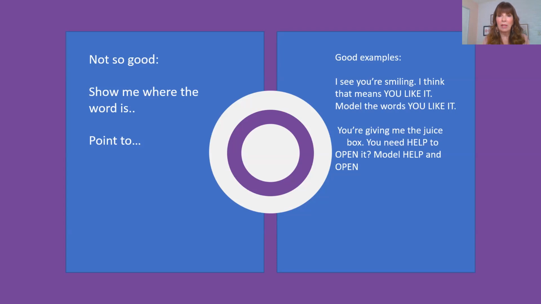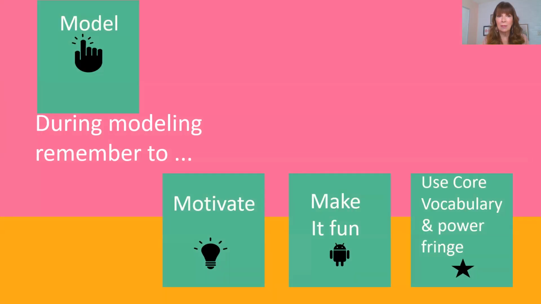So those are just a couple of examples to give you some ideas. When we're modeling, just remember these simple things: make it motivating, make it fun, and use core vocabulary and power fringe. Core vocabulary are the main words on this communication board, or on any of the communication boards or speech generating devices you get. We mostly have them programmed with these core words on the front.